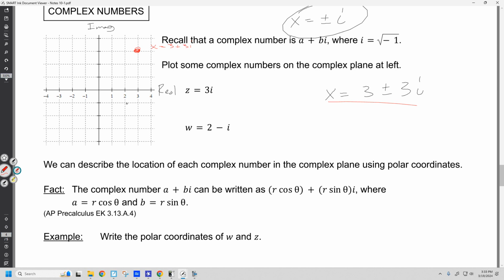The real 3, this would be the i part, the imaginary part. So graph 3 minus 3i. Can you do that for me? Where's 3 minus 3i? Good. 3 minus 3i. It's very much just like graphing x's and y's, but we'll get into why we would do this eventually.